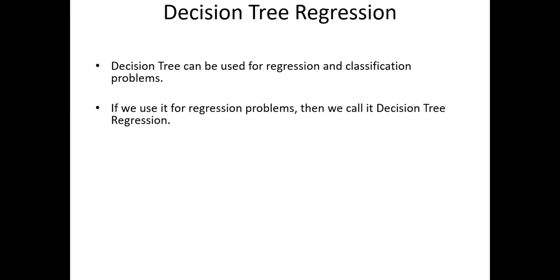Hello guys, in this video we will see decision tree regression. So let's start. So what is decision tree regression? Decision tree can be used for regression and classification problems. If we use it for regression problems, then we call it decision tree regression. It is one type of supervised machine learning.